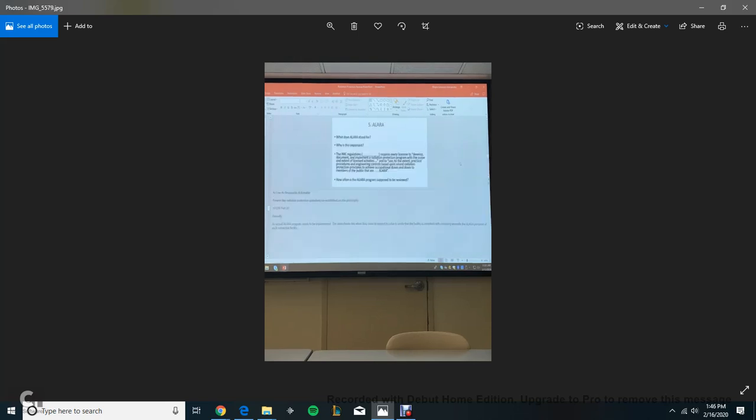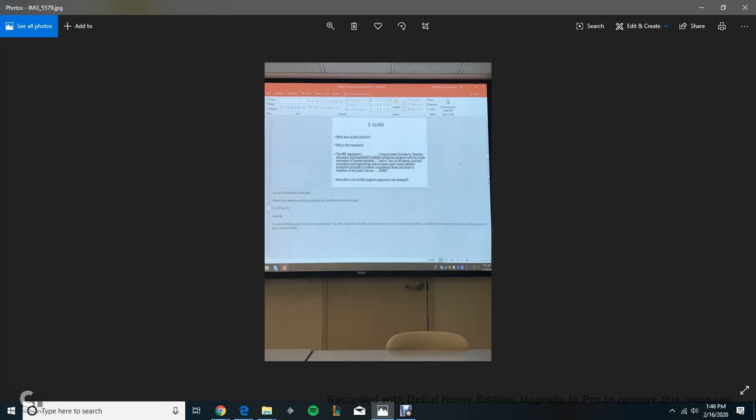ALARA, what does it stand for? As low as reasonably achievable. The NRC regulations 10 CFR Part 20 requires every licensee to develop, document, and implement a radiation protection program with the scope and extent of licensed activities, and to use, to the extent practical, procedures and engineering controls based upon sound radiation protection principles to achieve occupational doses and doses to members of the public that are ALARA.